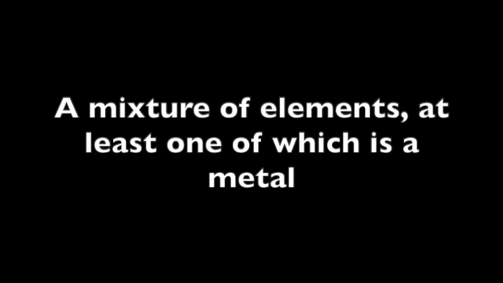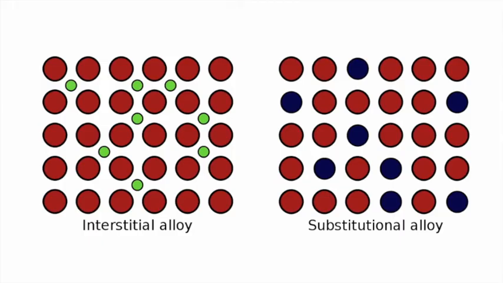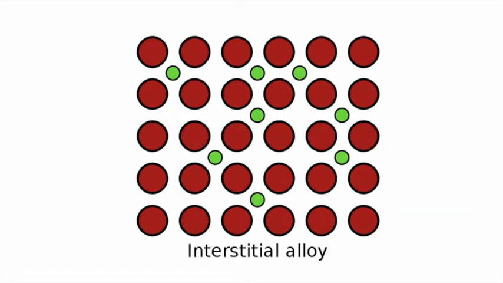Now let's talk about alloys. An alloy is a mixture of elements, at least one of which is a metal. There are two main types of alloys, interstitial alloys and substitutional alloys. Interstitial alloys form between atoms of different radii, where the smaller atoms fill the interstitial spaces between the larger atoms. We will often represent them like this. The main thing to notice is that the particles are of different sizes.